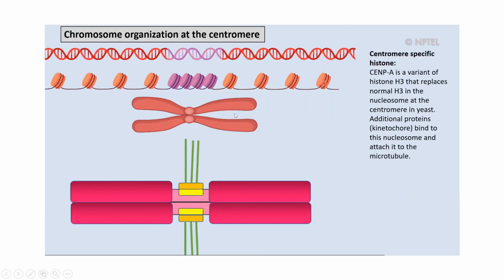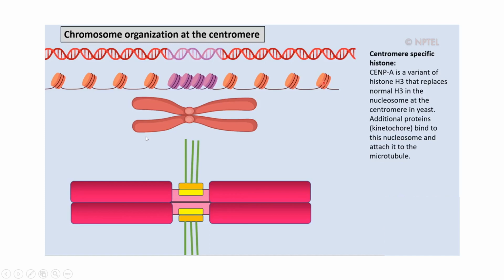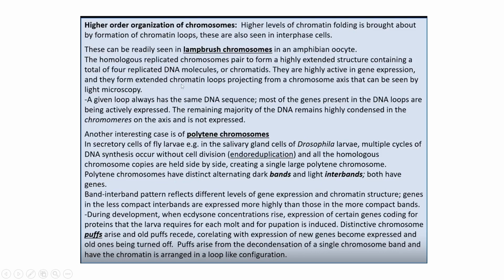So this was regarding histone organization, how histones are packaged, and further the higher order organization of chromosomes as well. The higher order chromosomes are organized by the formation of chromatin loops, which are then seen in interphase cells.